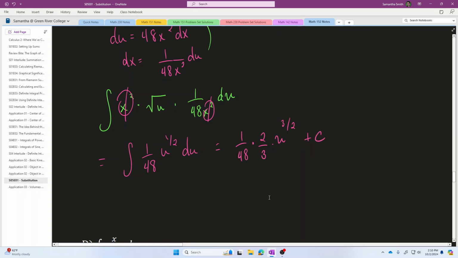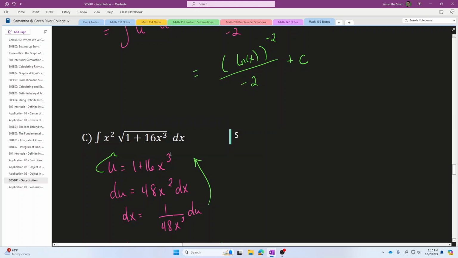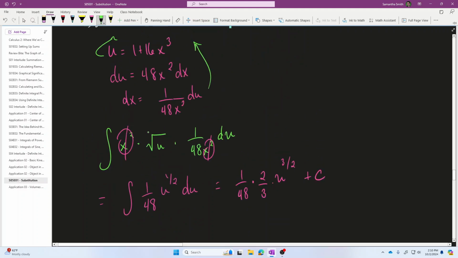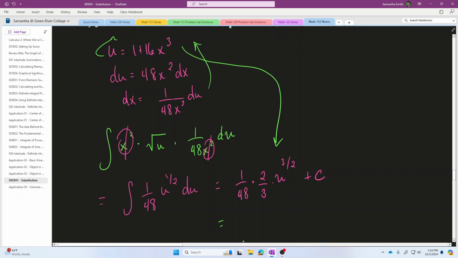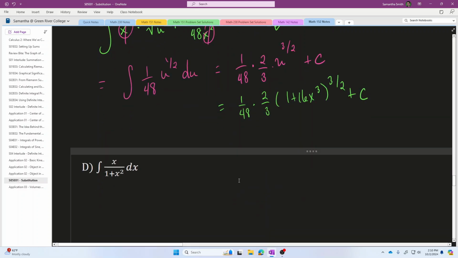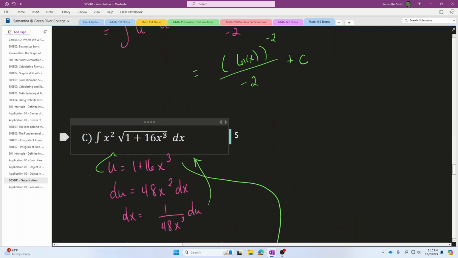Then all that's left for me to do is go into this expression and put back, instead of u, the expression in terms of the original variable x. So putting back in u's place this expression, 1 plus 16x cubed, I get this indefinite integral: 1 plus 16x cubed to the power 3/2 plus c. This expression, and you can simplify it if you want to, would be the indefinite integral of this function.